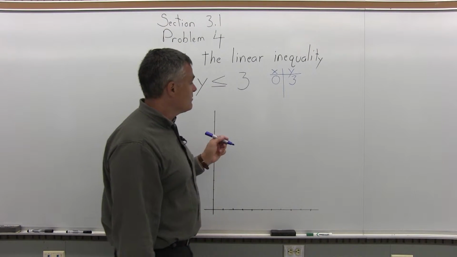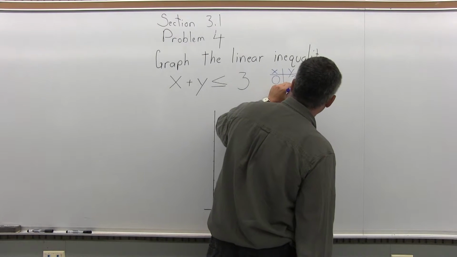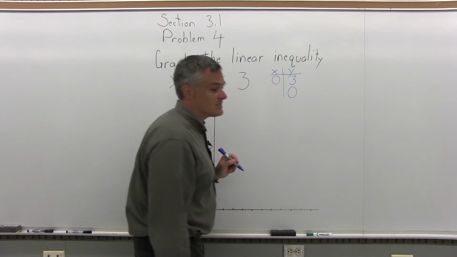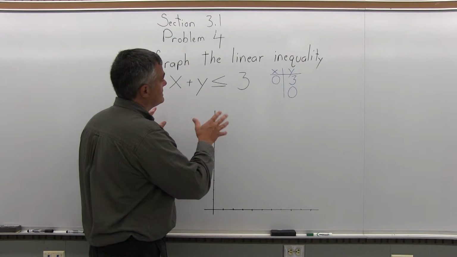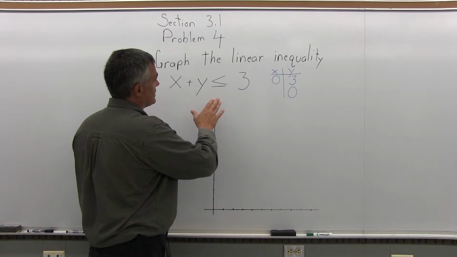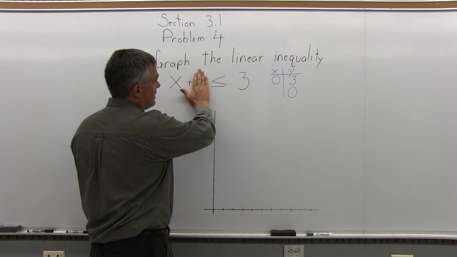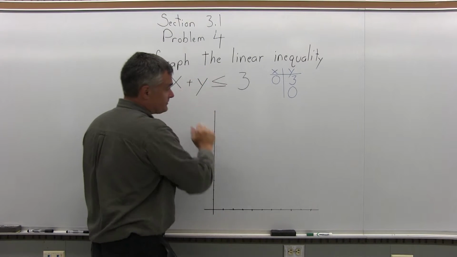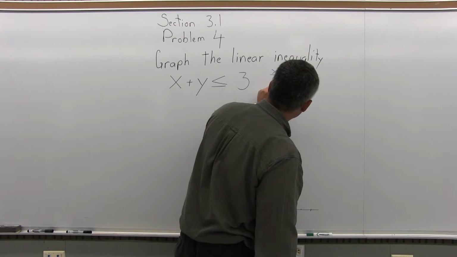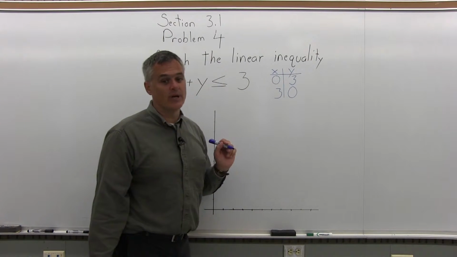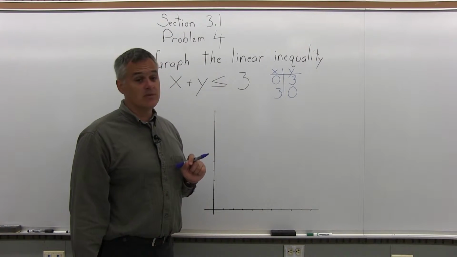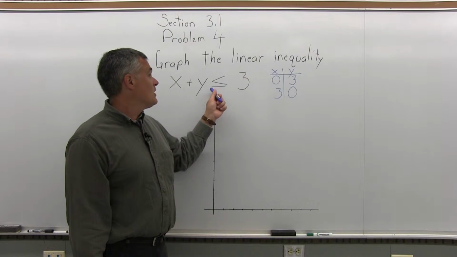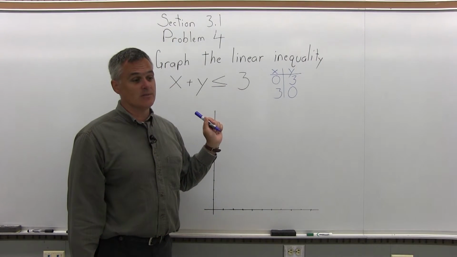And now for a second point, I'm just going to let the y equal 0 and solve for x. And it's the same type of thing. If I'm pretending that the linear inequality is an equation instead of an inequality, and I zero the y, I just have x equals 3. So 3 for x and 0 for y is the second point that I need for step 1. So those 2 points, 0, 3, and 3, 0, make the linear inequality true if I pretend it's an equation.